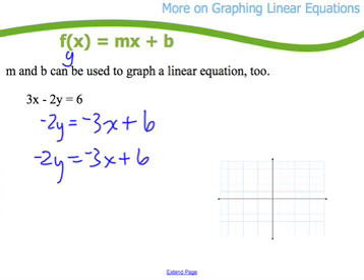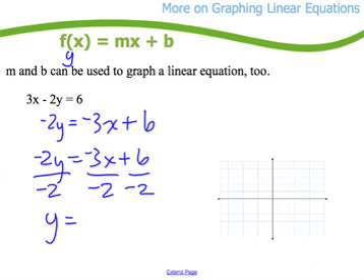There we go. Okay, so now I'm going to divide everything by negative 2. Negative 2, negative 2, those cancel. I get y is equal to a positive 3 halves x. 6 divided by negative 2 is negative 3.